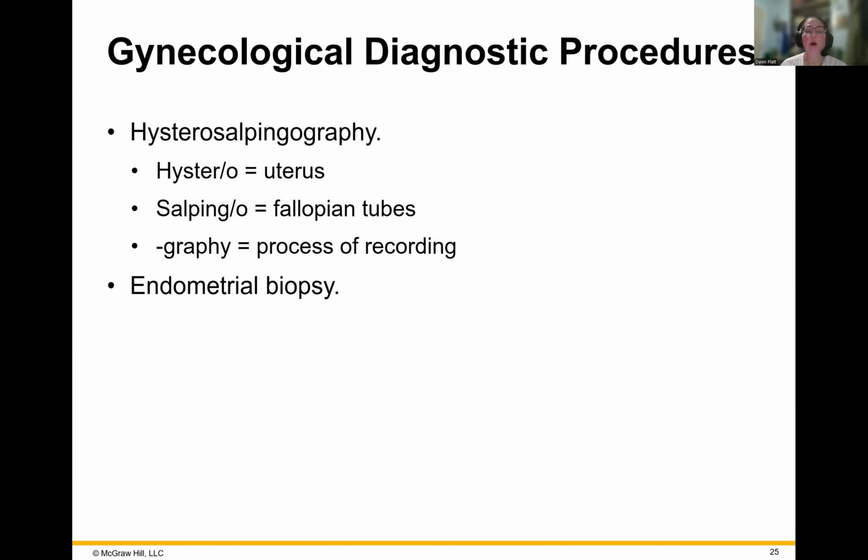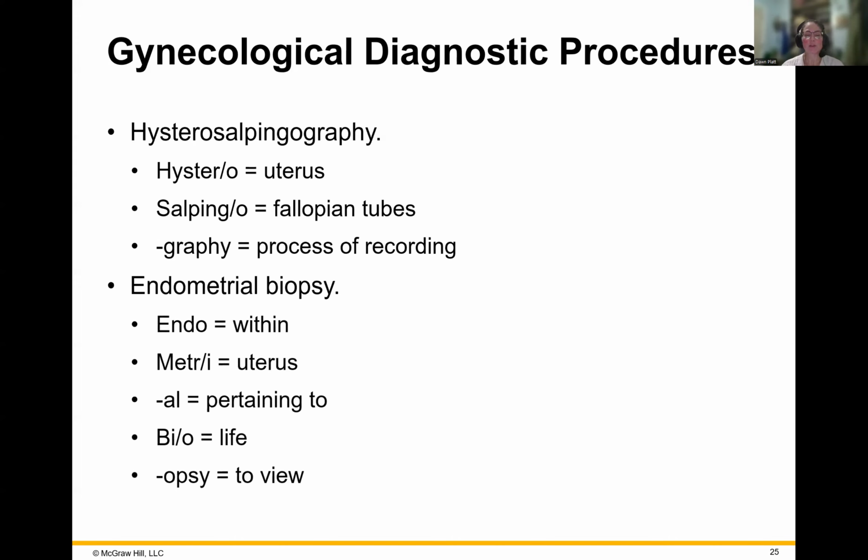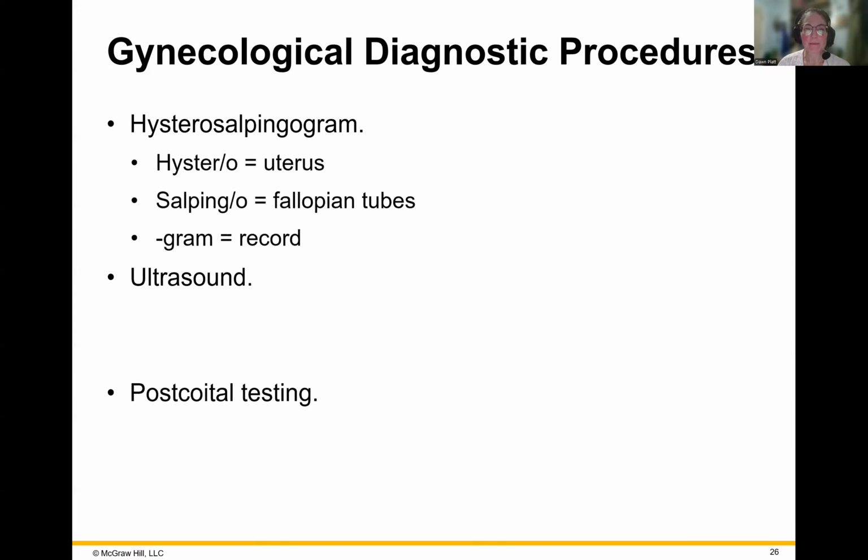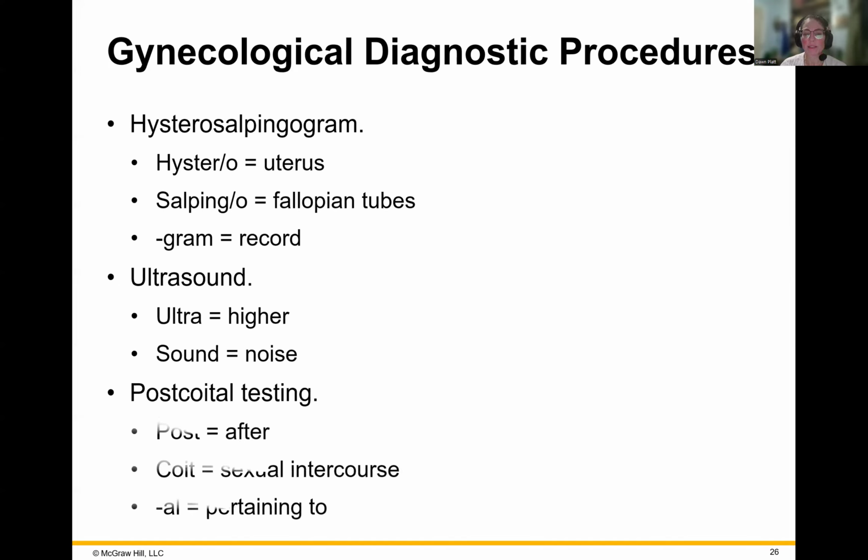Hysterosalpingography. That's how we say it. Hysterosalpingography. Endometrial biopsy. Ooh, I'm getting my tongue tied now. Endometrial biopsy. Hysterosalpingogram. An ultrasound. And postcoital testing.